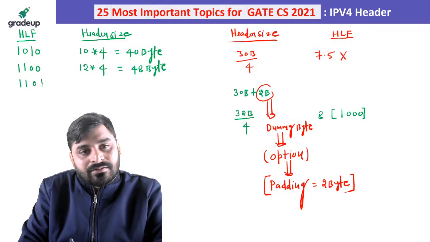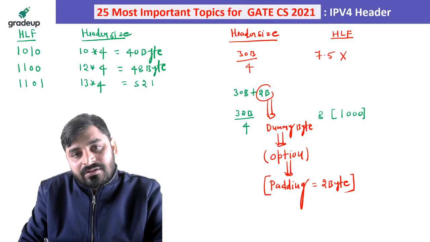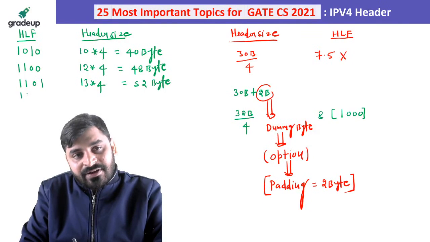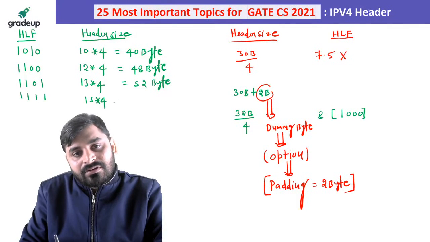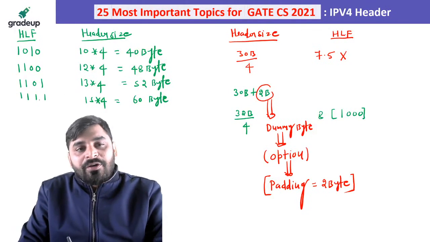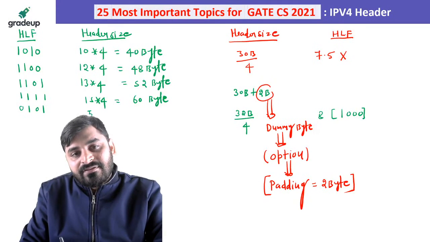This is nothing. So what is this? 8 plus 4, 12, 12 plus 1, 13. I got 52 byte. And suppose this is nothing but, my dear friends, if I write 4, 1, what is 4? 15. 15 into 4. It is 60. Okay. Now, if I write here 0, 1, 0, 1, what is this? 5. 5 into 4. 20.